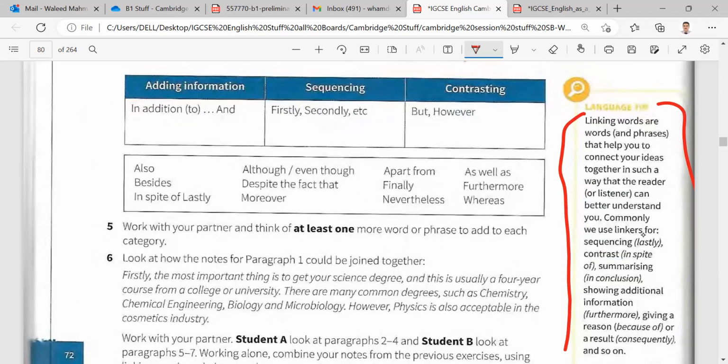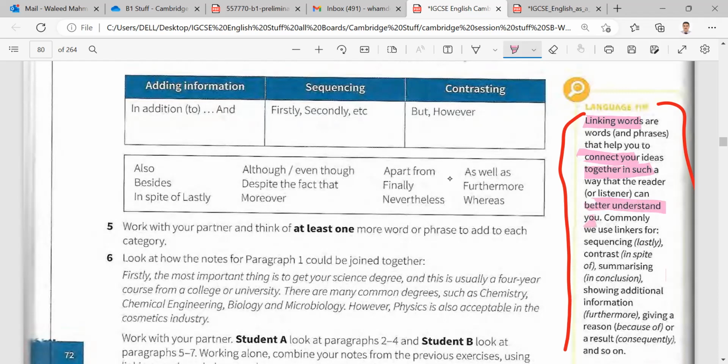Linking words are words and phrases that help you to connect your ideas together in such a way that the reader or listener can better understand you. Commonly, we use linkers for sequencing, lastly, or contrast, in spite of, summarizing, in conclusion, showing additional information, furthermore, giving a reason, because of, or result, consequently, and so on. Thank you, Khalid. Let me read it slowly. Linking words are words or phrases that help you connect your ideas together in such a way that the reader or listener can better understand you.